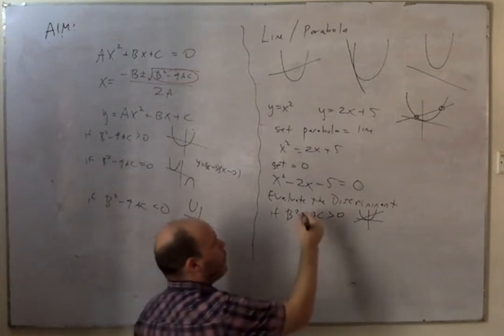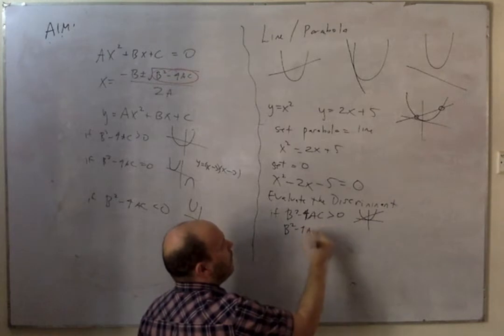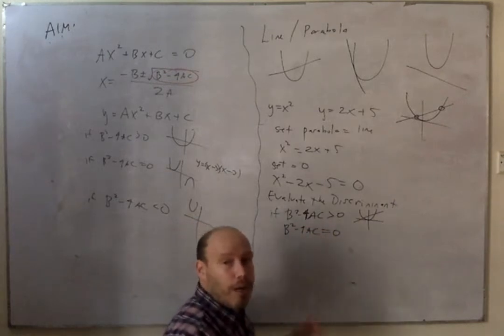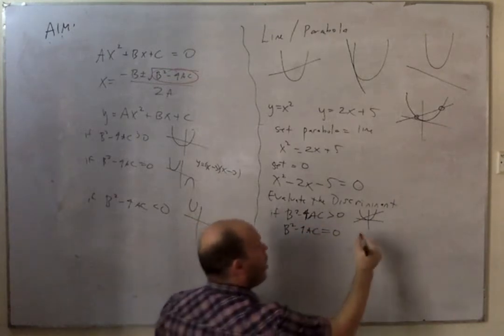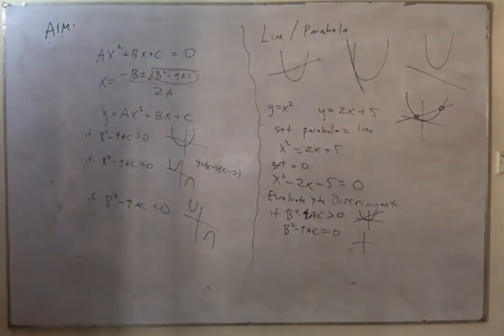If b squared minus 4ac is equal to 0, then we're going to have a situation where the parabola, the lighting in here is just horrible.